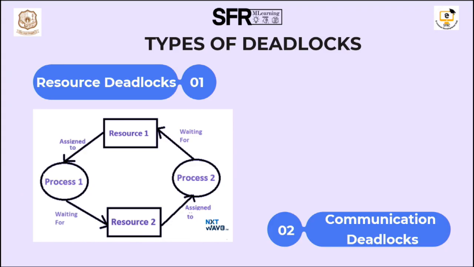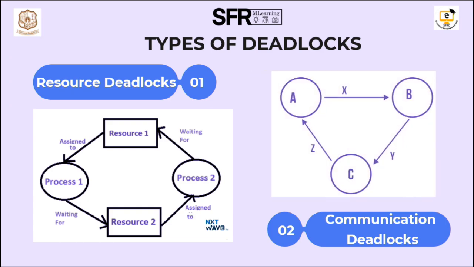Next, communication deadlock. Communication deadlocks are less common but can occur in distributed systems where processes communicate through messages. Let's see it with an example. In this example, process A waits for a signal from B, B waits for a signal from C, and C waits for a signal from A. As each process depends on another to proceed, none can move forward. This creates a deadlock where all processes are stuck and unable to progress.